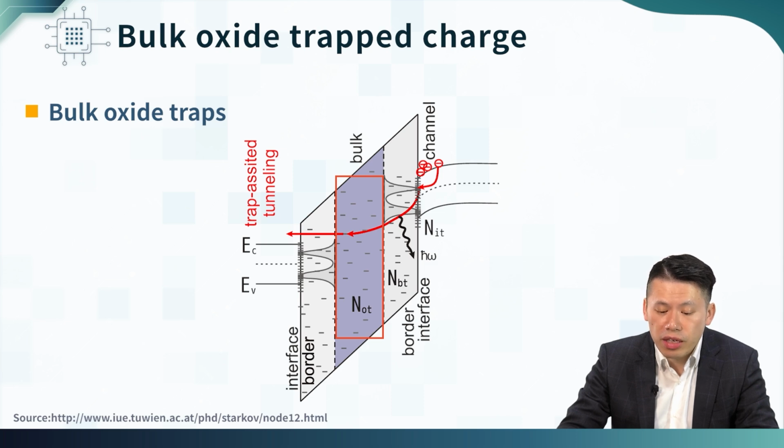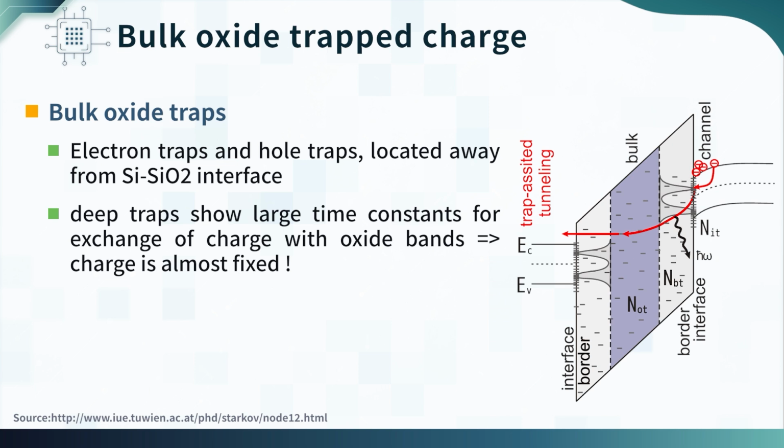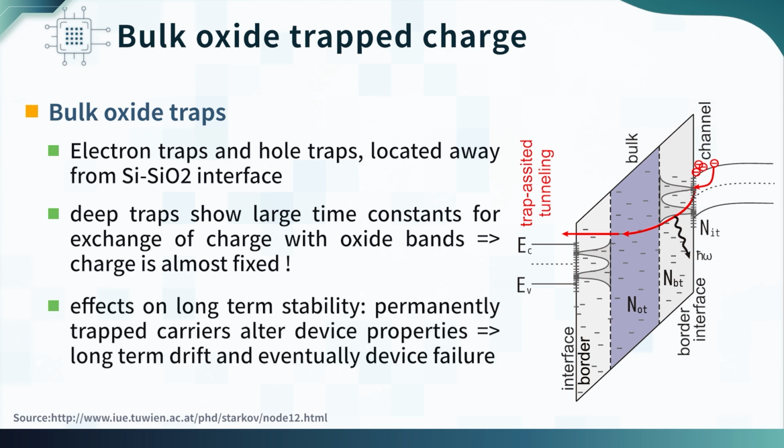If the defect is really in the deeper dielectric, that's what we call a bulk trap defect. So electron traps and hole traps are located away from the silicon and silicon dioxide interface, as shown here. This is a bulk oxide trap. And deep traps show a large time constant for exchange of charge with the oxide bands. So the charge is almost fixed. This will affect long-term stability. Permanent trapped charge carriers can change device properties, cause long-term drift, and eventually lead to device failures.